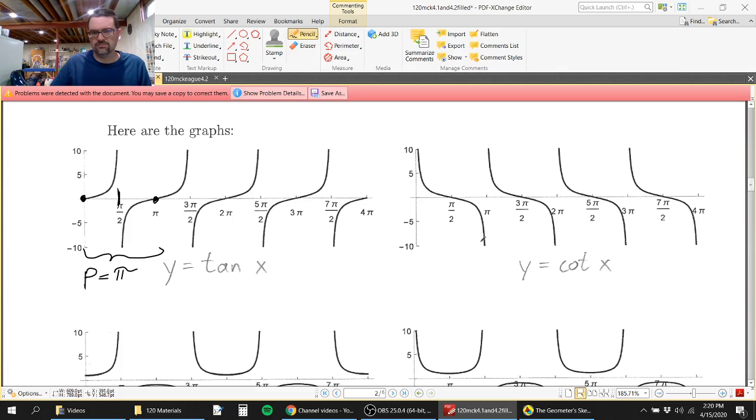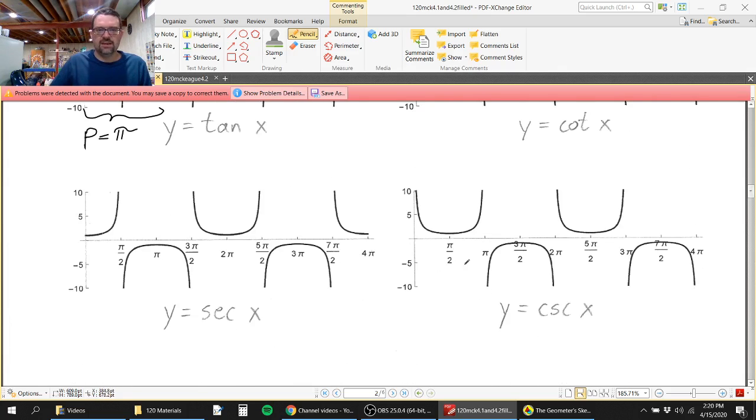Same for cotangent, but a different shape and different spots where it's undefined. Secant and cosecant, you can see secant of 0 is 1, and then it goes off to infinity, undefined right here, goes through a whole bunch of negative values, undefined again, and then comes down from infinity, and this is the end of its cycle. So a period here of 2 pi. For secant, same thing for cosecant.